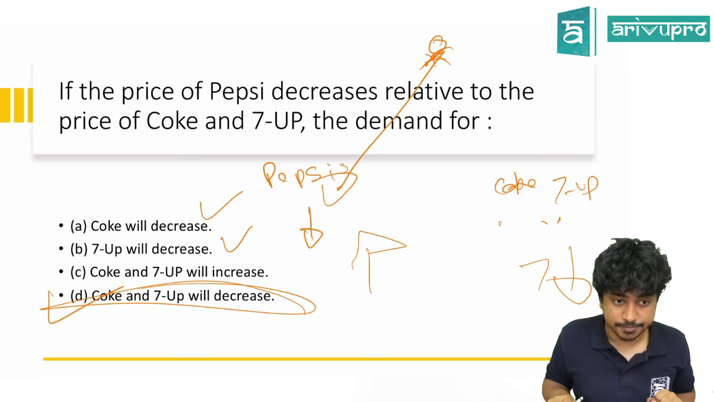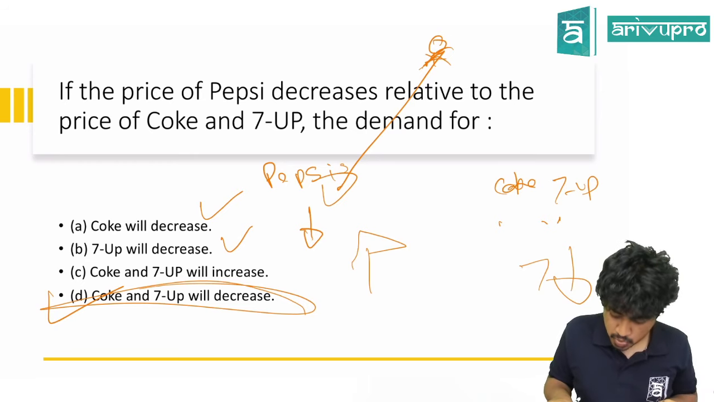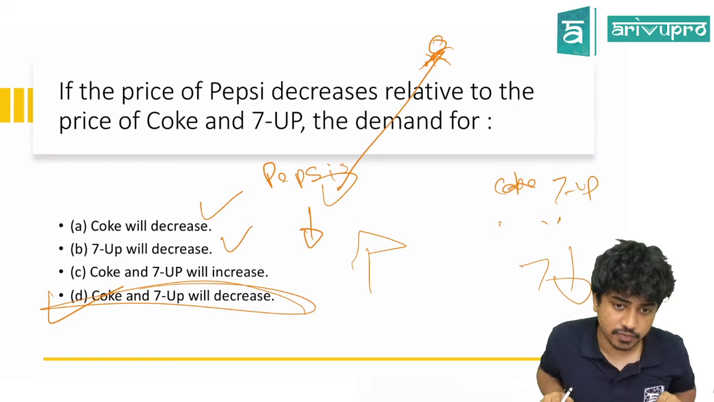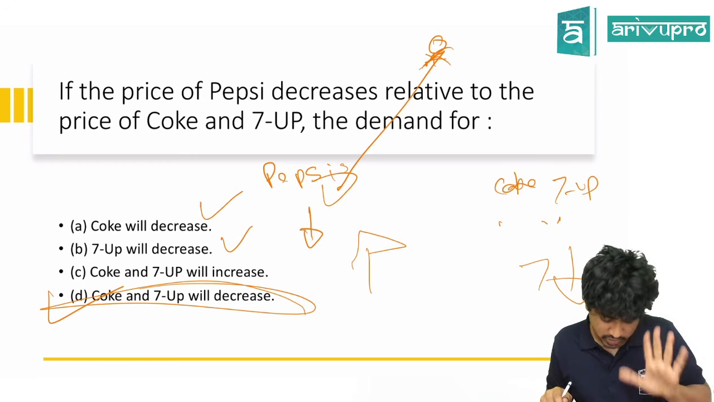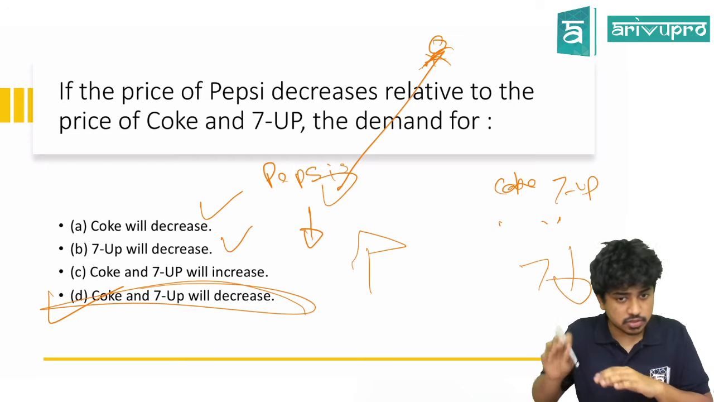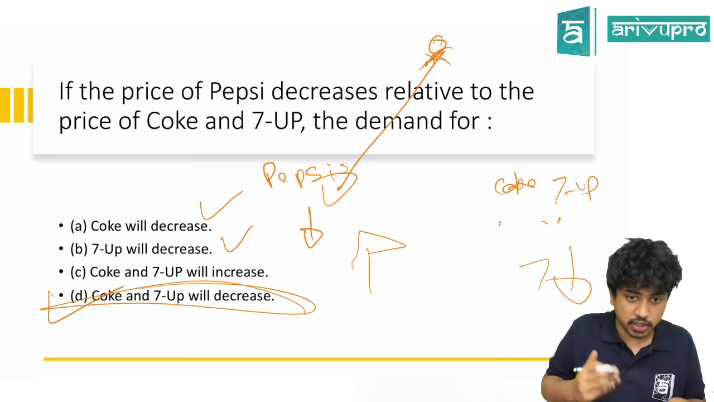Are we clear, all? We'll be doing more sums later once I complete all the determinants of demand. This is just for a gist of an idea, because I want to cover all the determinants first, then I'll come back to all these things and we'll do more sums.